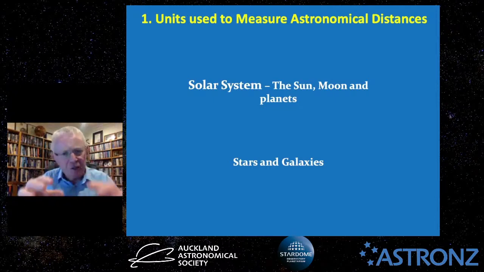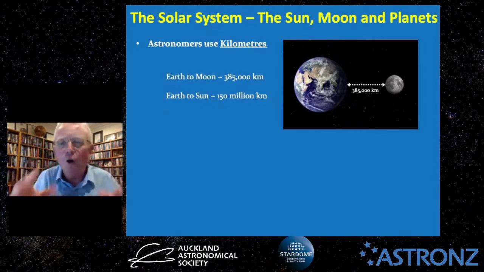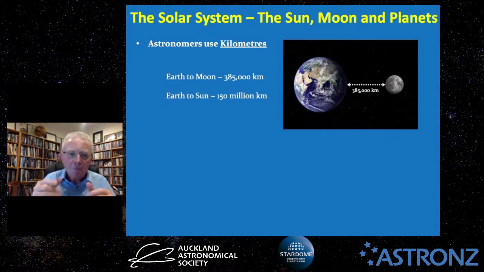I've split this into the solar system, which means measuring distances to the sun, the moon, and the planets, and then stars and galaxies. So, what do astronomers do for measuring distance to the sun, the moon, and the planets? They use good old basic kilometres, not miles, Americans, but kilometres, metric. So that we're all familiar with.